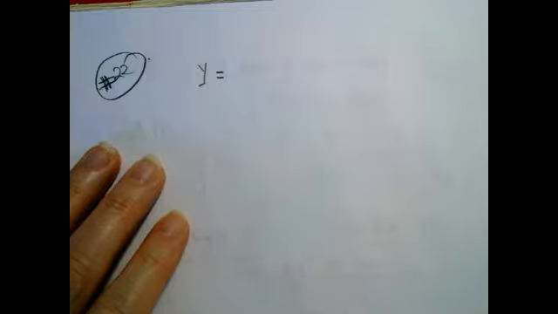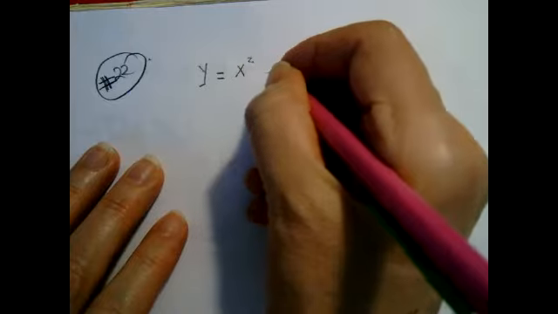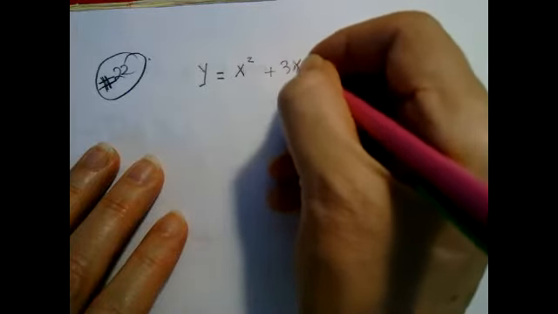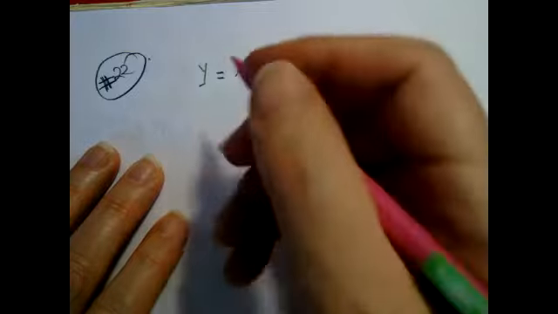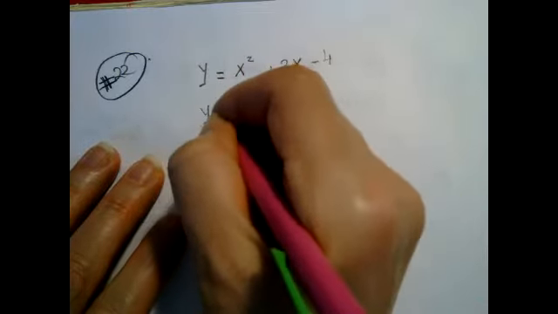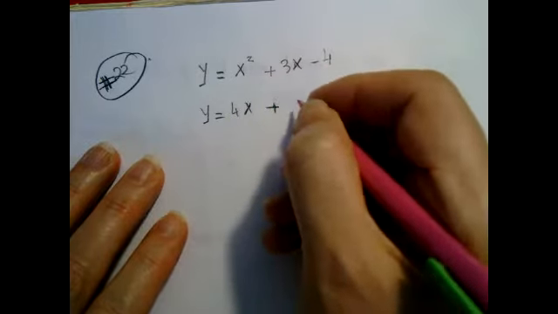The first one is y equal x squared plus 3x minus 4, okay? And the second one is y equal 4x plus 8.